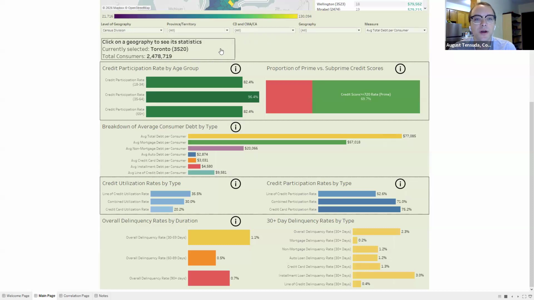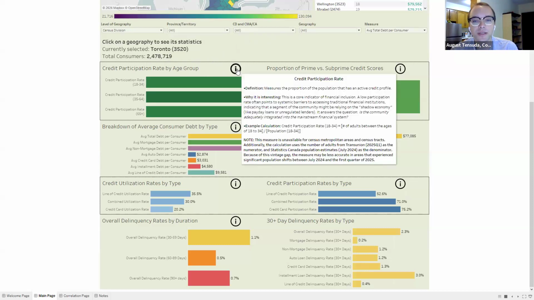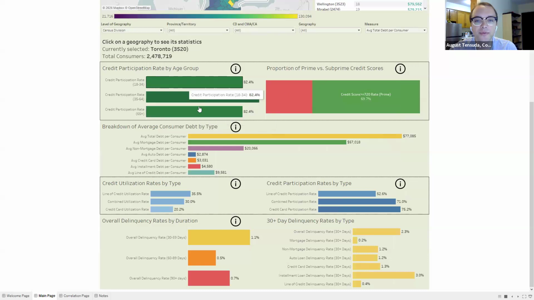So this can go up to 100%, and sometimes you might see this over 100%, and that's because the reference date for the TransUnion data and the population data has a bit of a gap. So the TransUnion data is coming from 2025 Q1, and then the population estimates are coming from July 2024. So there's about a 6-month gap. So there's a little bit of inaccuracy within this value, which leads to it being over 100% sometimes. So just take note of that if you're going to be using the statistic here.